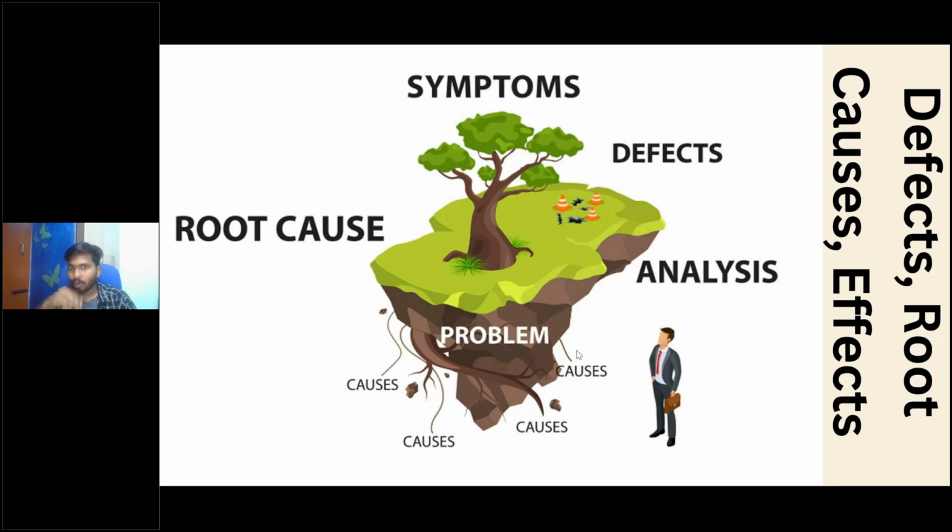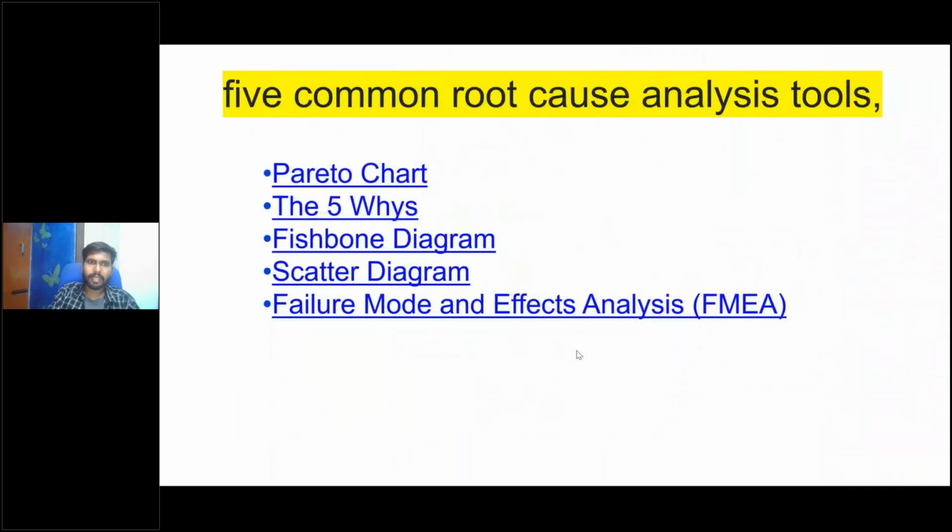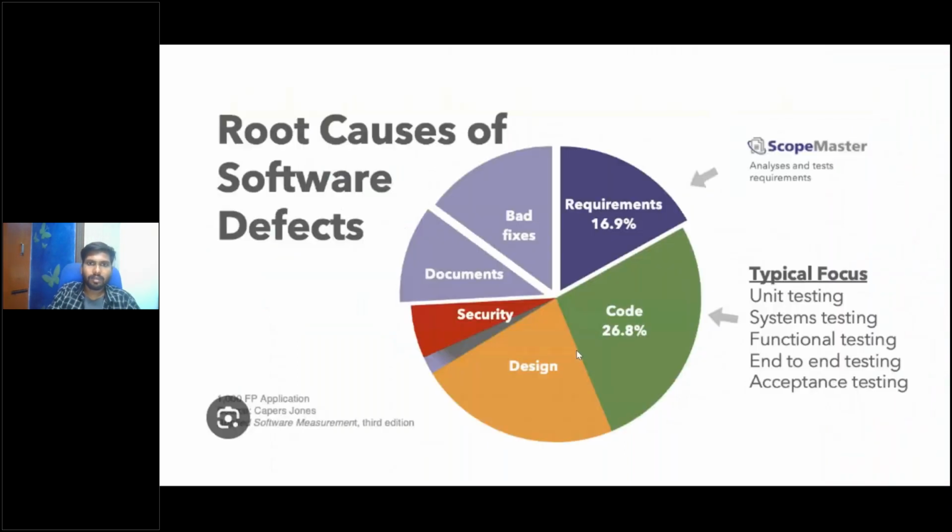How to find that is via those five topics we'll discuss. So this one, the root cause of the software defect. If some defect arises, what would be the possible causes? The first one is requirement.